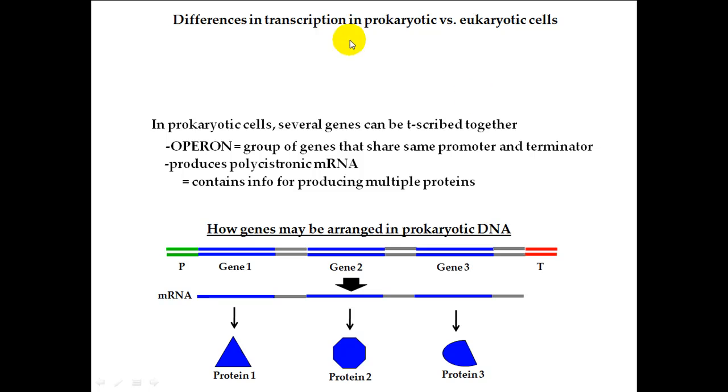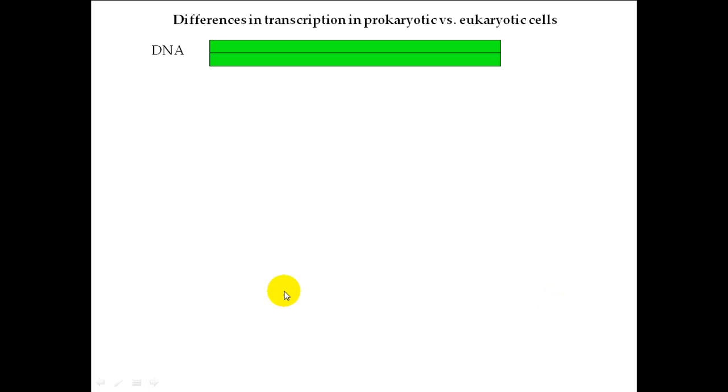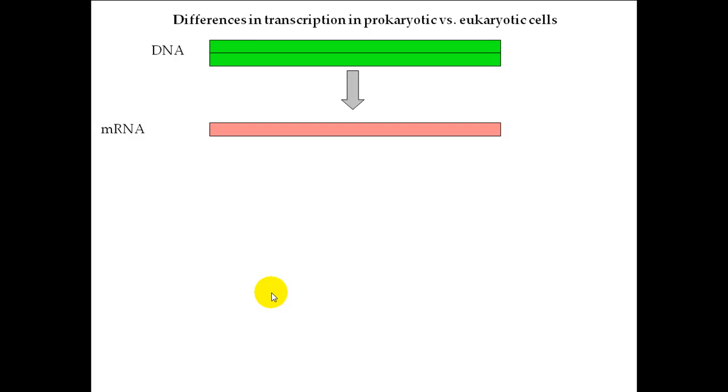Okay, so again, what we're taking a look at here is some of the differences in transcription between prokaryotic cells and eukaryotic cells. One difference is in the way that the genes are arranged on the DNA. Here's another difference. You might remember from cell biology that when DNA in eukaryotic cells is transcribed to produce the corresponding messenger RNA, things happen to that messenger RNA before it can go to the ribosome in order to be translated.